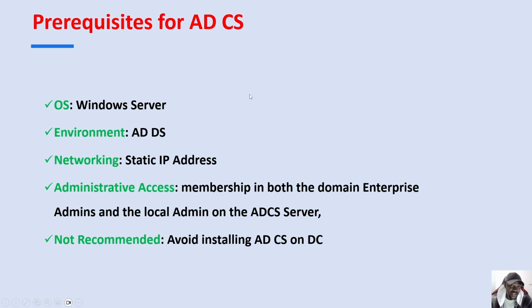So talking about the prerequisites for ADCS, as we said, it is a Windows Server role, so it needs to be installed on a Windows Server, a machine running the Windows Server operating system. For the environment, as we said, you can bind it to your ADDS. You need a static IP address. For administrative access, you need an account that is both a member of the domain Enterprise Admins group, and the account also needs to be a local admin on the ADCS server. So we'll see this during the deployment.